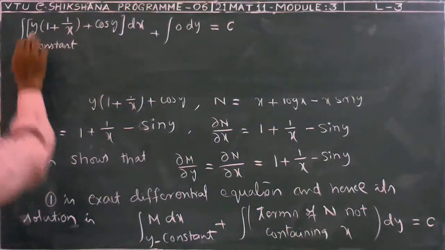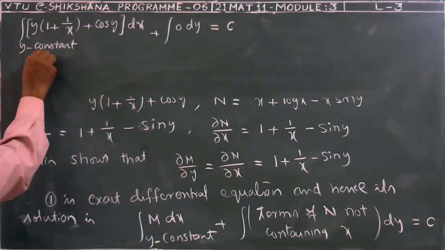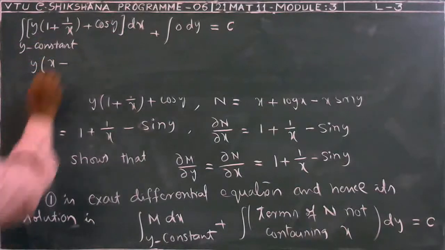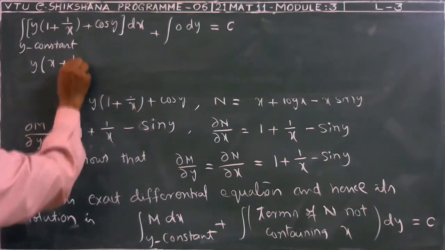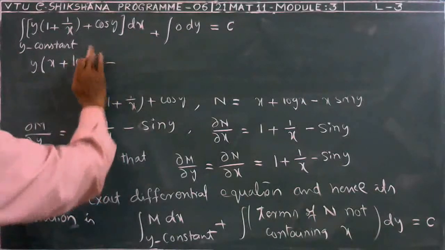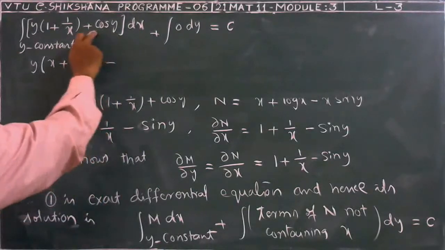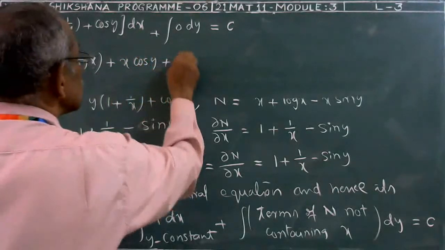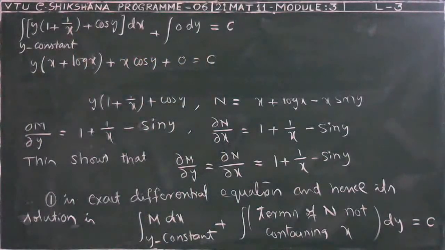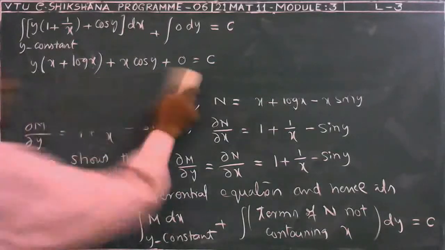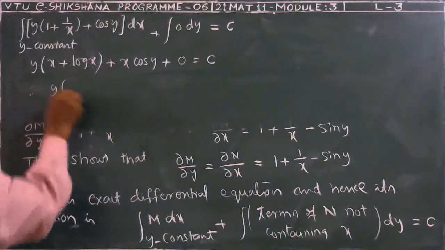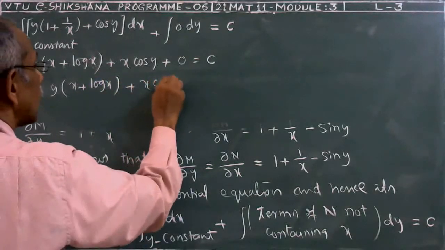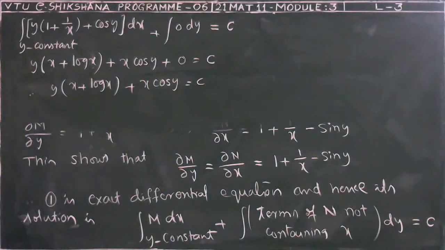Okay, so let me integrate keeping y constant. So y is constant, write y as it is. Integration of 1 with respect to x is x, so y into x, plus integration of 1 by x is log x, then integration of cos y with respect to x, cos y is constant, so plus x into cos y, plus 0 is equal to c. Therefore, y into x plus log x plus x cos y is equal to c is the required solution of the given differential equation.